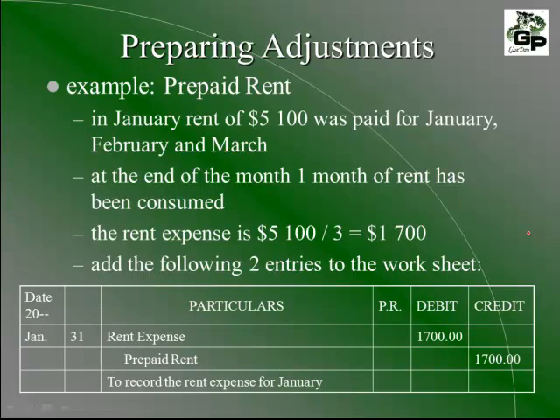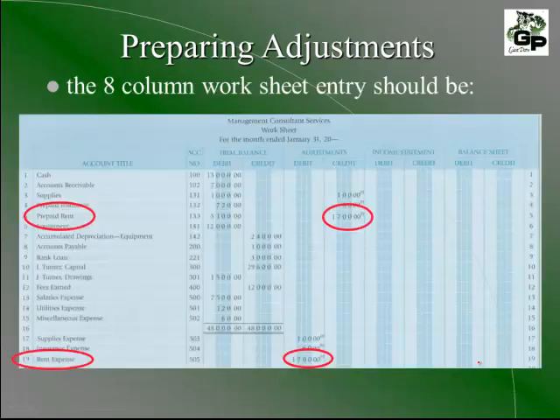So here is the journal entry. The first entry is the debit entry of rent expense, $1,700. The second entry is the credit entry for prepaid rent. That is a credit entry of $1,700.